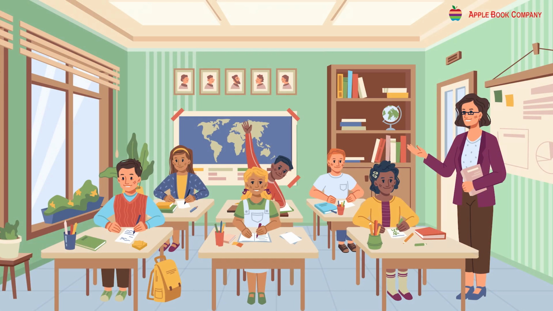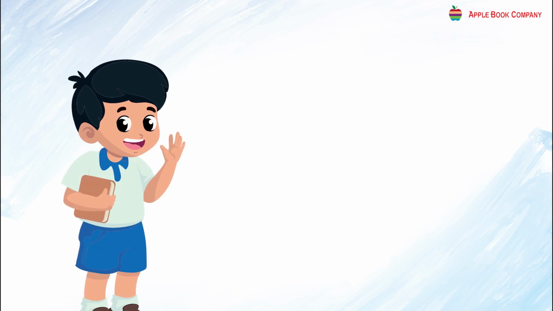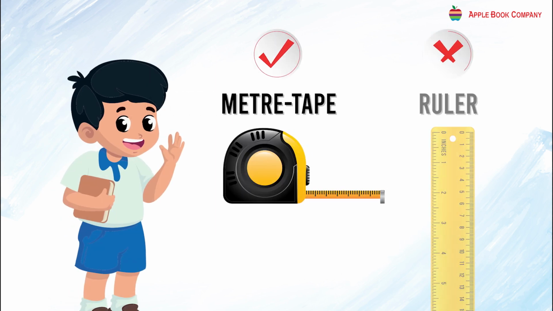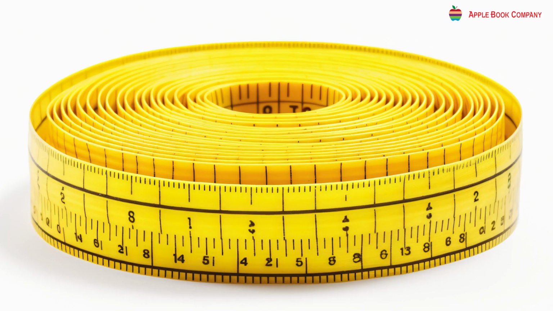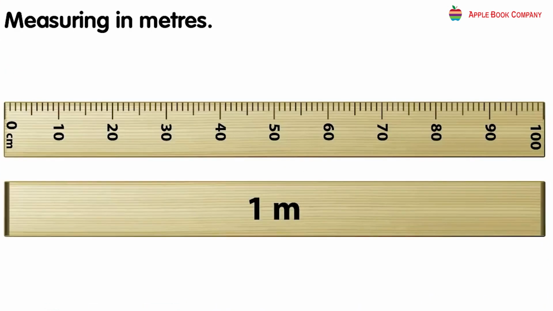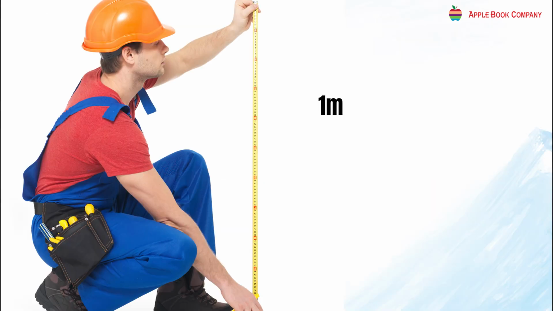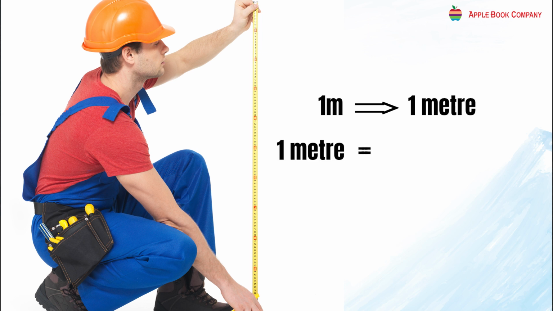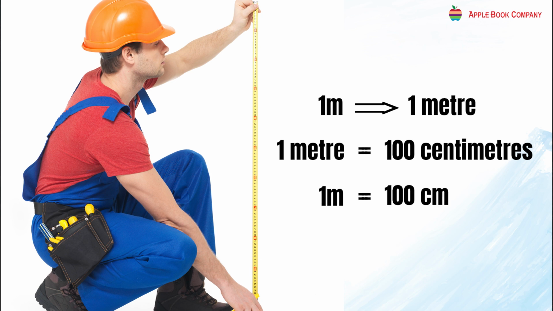Next, the teacher asked the student to measure the length of the classroom. Gokul said it will be easier if they could use the meter tape instead of the ruler. The meter tape or the meter rod is used to measure longer lengths. If you observe the meter tape, you will see that 100 cm is shown as 1 meter. 1 m is the short form for 1 meter. 1 meter equals 100 centimeters. So 1 m is equal to 100 cm.